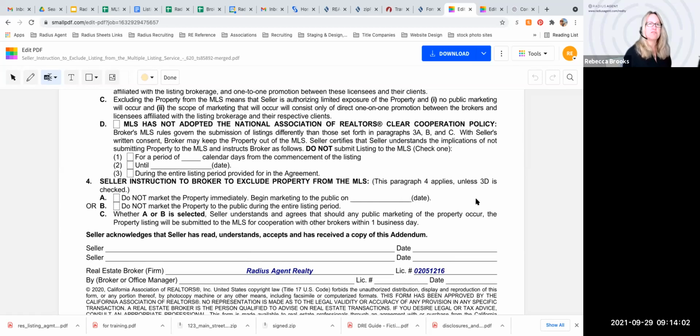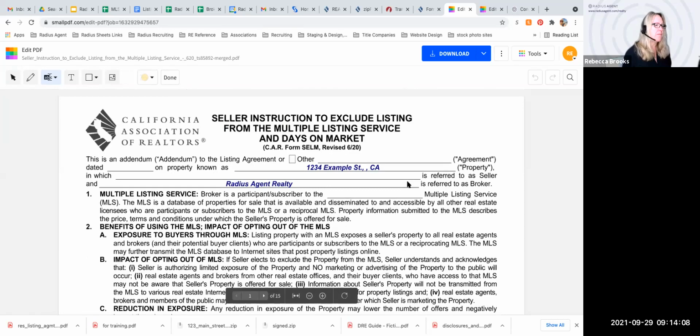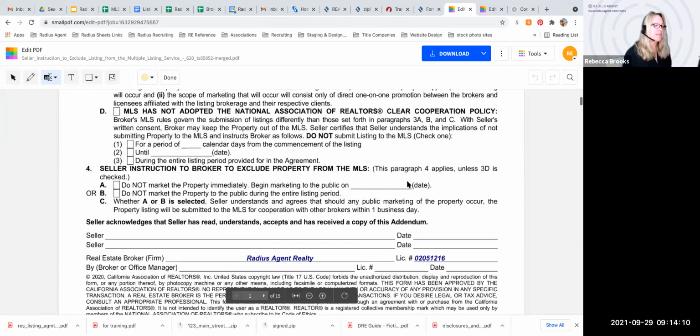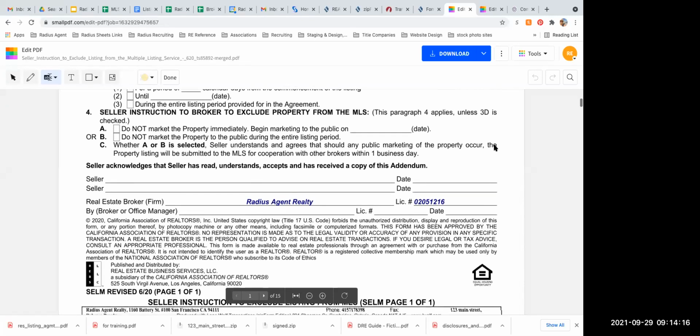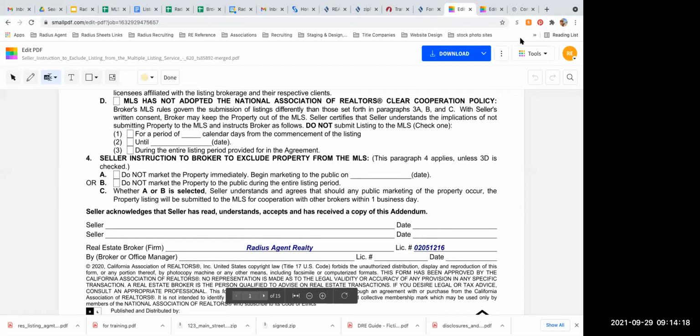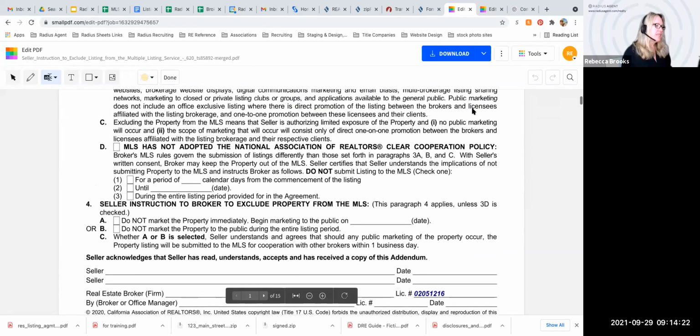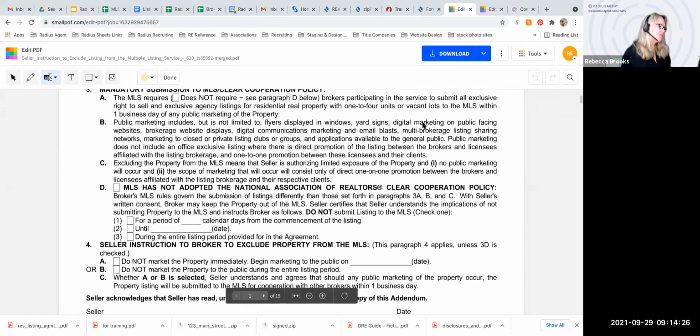Okay, and that would be sufficient for our files and for our compliance department, as the fact that you definitely have this SELM, but you are basically saying that you're reserving the right to put it on the market when the seller gives you permission. But is this the same as coming soon? It is the same as coming soon.